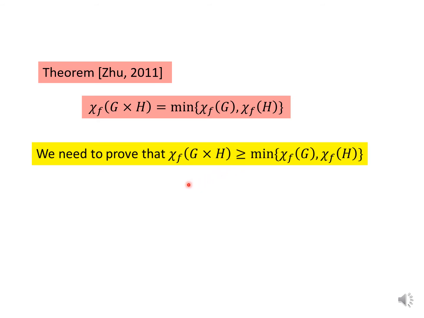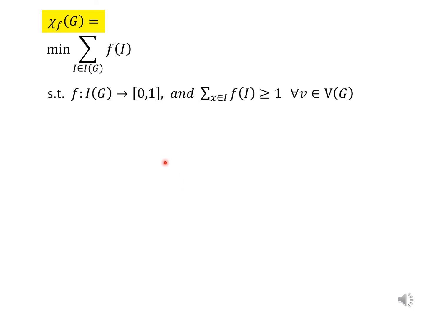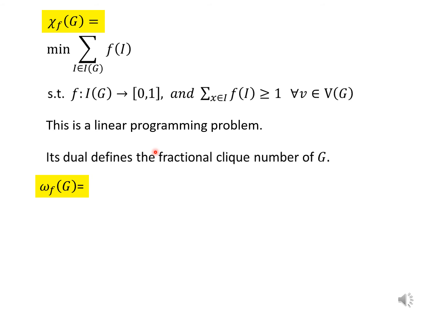Okay, so I'm going to use duality in linear programming to prove this. So what is the fractional chromatic number? The fractional chromatic number is the solution of this linear programming problem. These variables have to be non-negative, and they have to satisfy this constraint. This is a linear constraint. And the dual problem defines the fractional clique number of G.